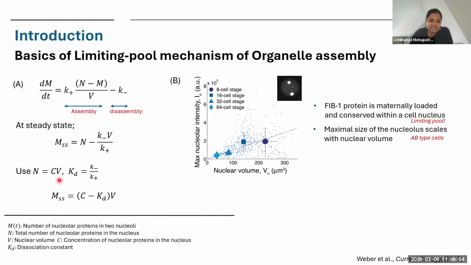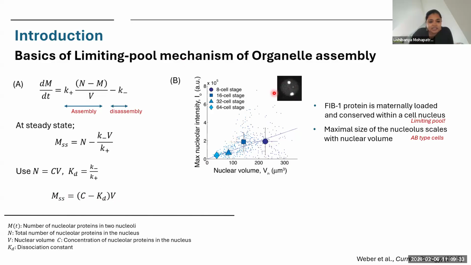Now, if you do the substitution, indeed, what you're going to find is that the steady state size of your structure is going to scale as the volume within which the structure is assembling. To connect it to the nucleolus problem, you can think of the steady state size as the sum of the nucleoli within a nucleus, and this volume is now going to be the nuclear volume. So this is indeed what they saw in their experiment, right? There was a straight line over here, and from the slope, you can extract parameters like concentration and dissociation constant. So that's really cool. We were very excited about that.